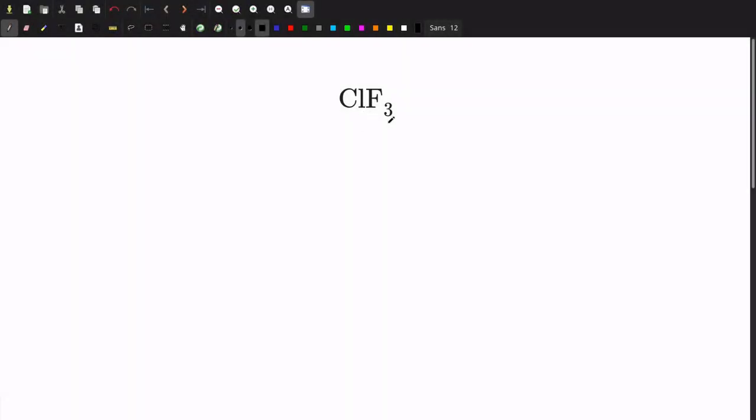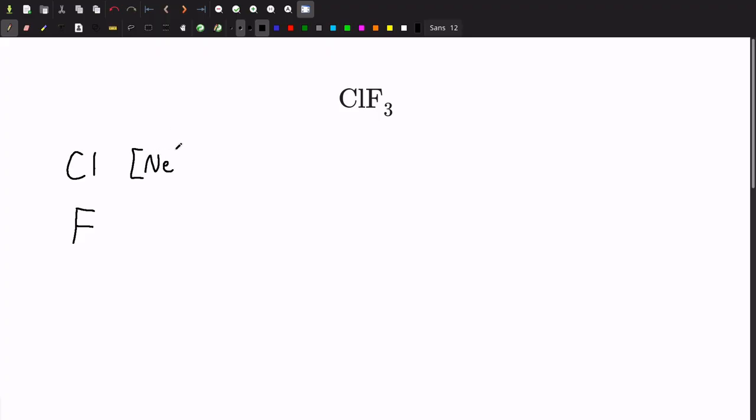Hello, in this video I'm going to show you how to draw the Lewis dot structure for chlorine trifluoride. First we're going to write down the two different types of atoms that we have. Then we will write down their electron configurations.